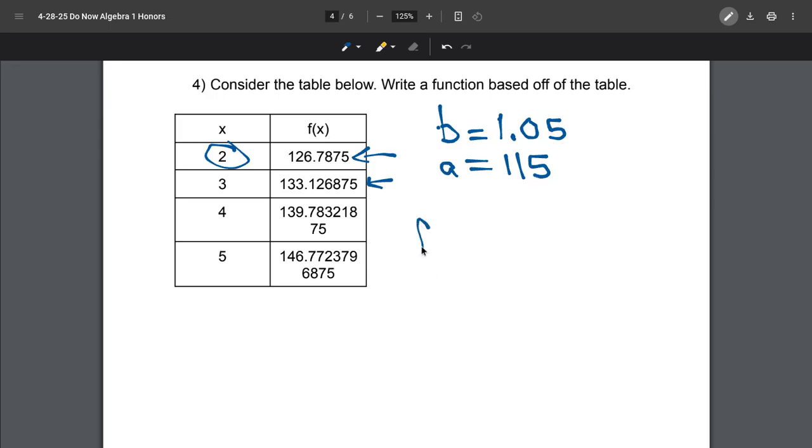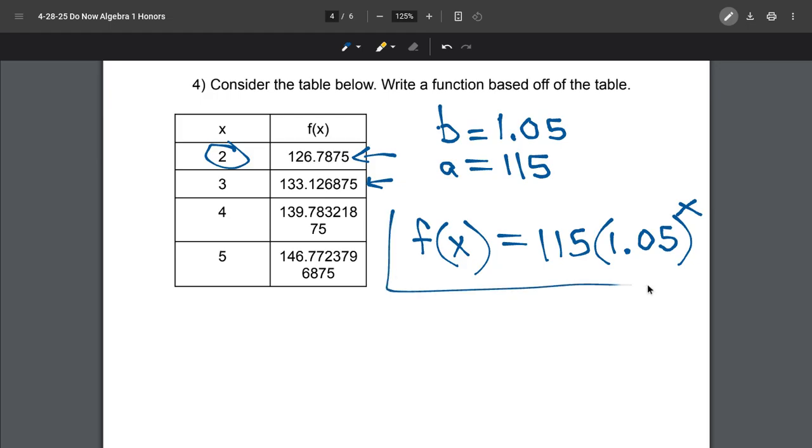So we can say f of x equals our initial amount, 115, times 1.05 to the x value. Okay, that's my function for that one.